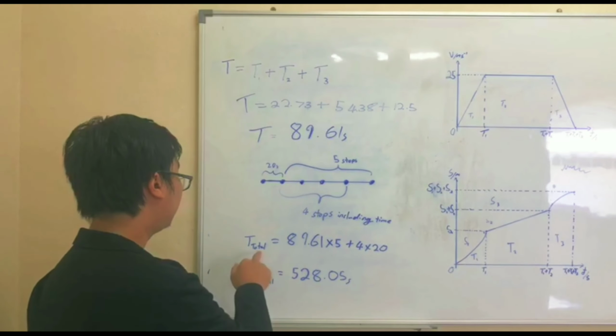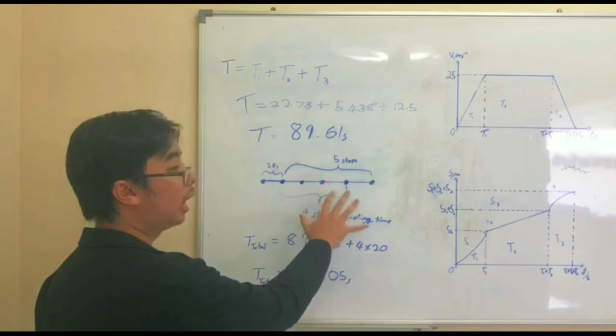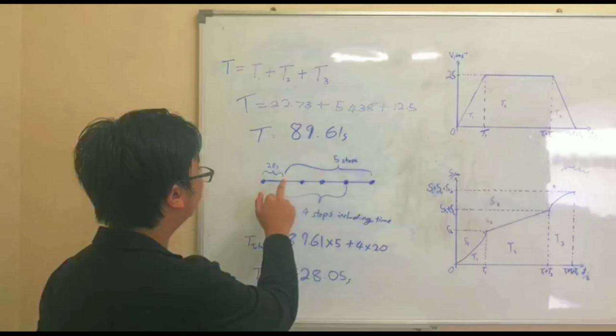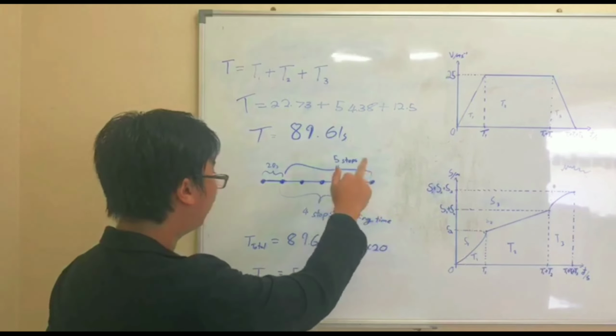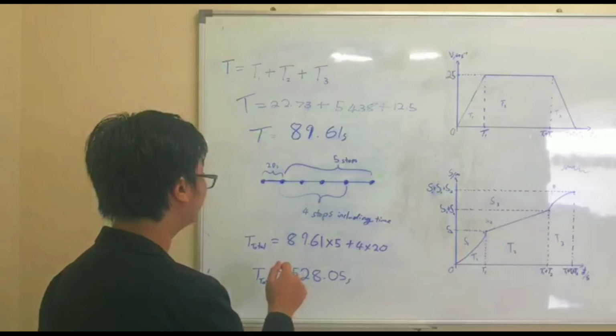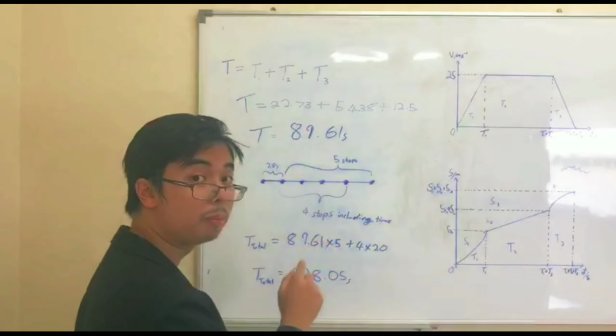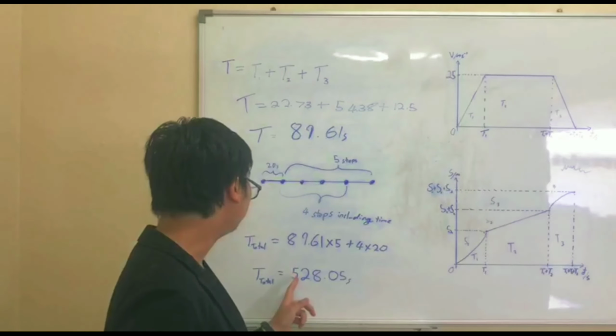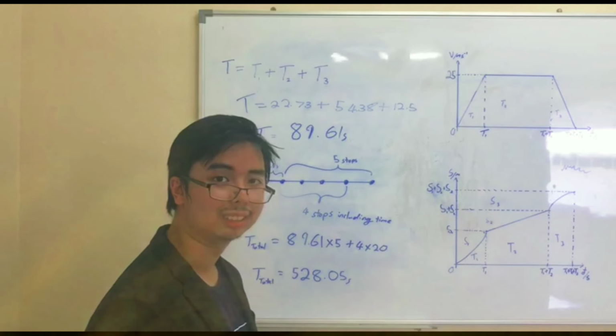So the final total time will be 89.61 times 5, which is the 5 trips from the second station to the last station, plus 4 times 20 seconds for the station stops. So 89.61 times 5 plus 4 times 20 is equal to 528.05 seconds.